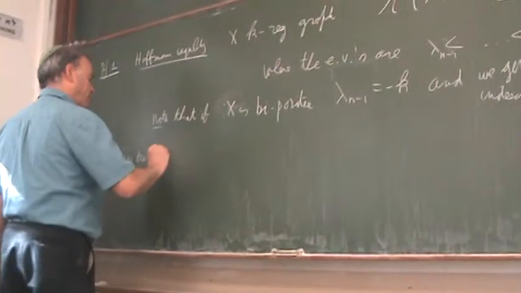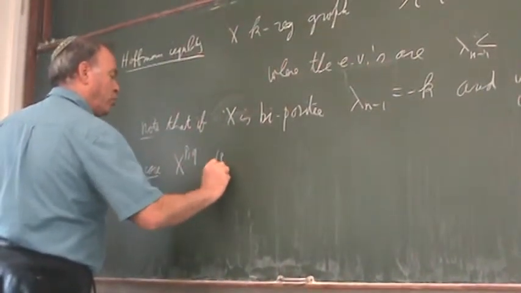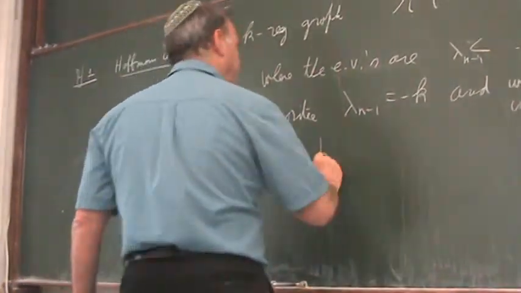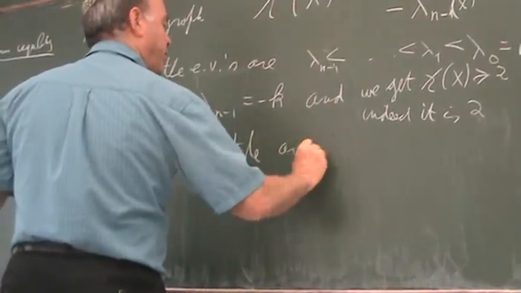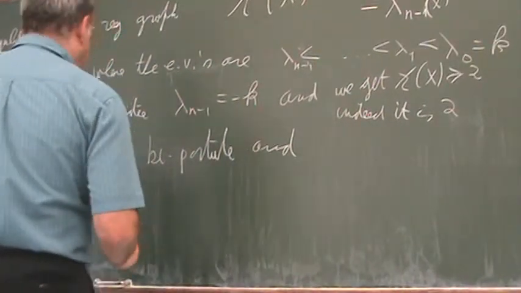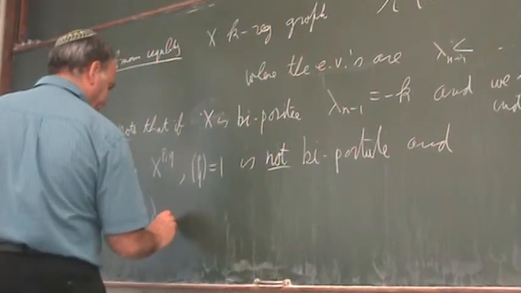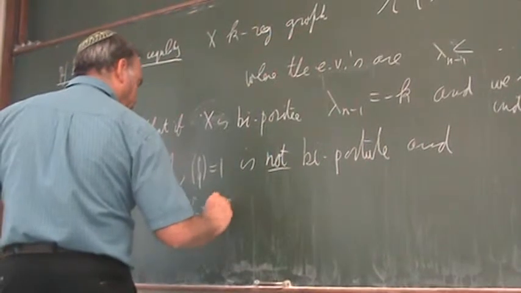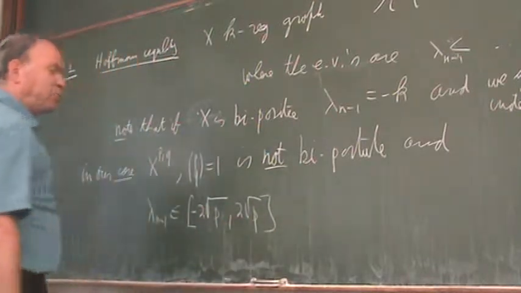But now, in our case, X PQ, with p not equal to q, is not bipartite, and lambda n minus 1, we know this is inside the interval from minus 2 square root p to 2 square root p. That's exactly the Ramanujan property.